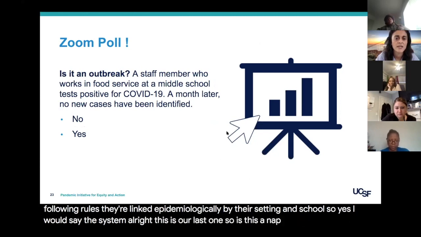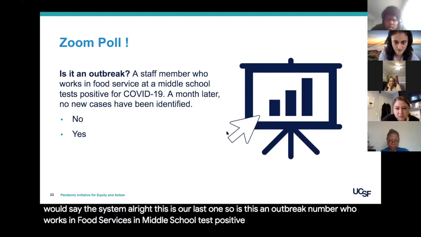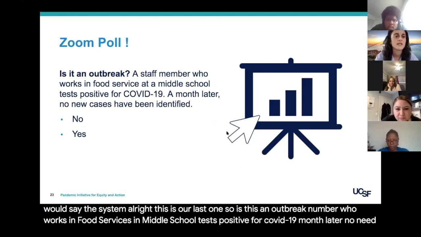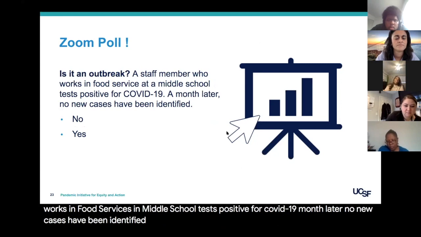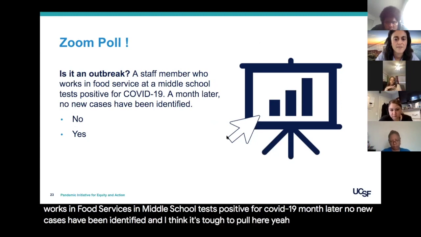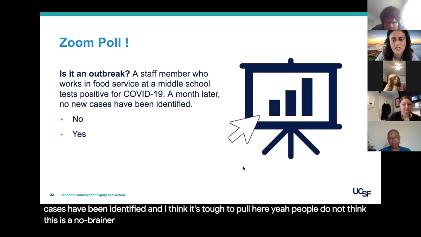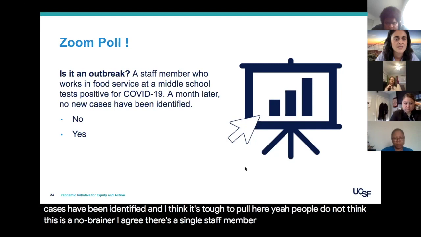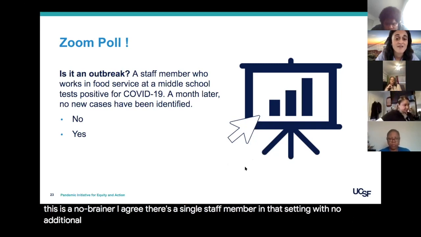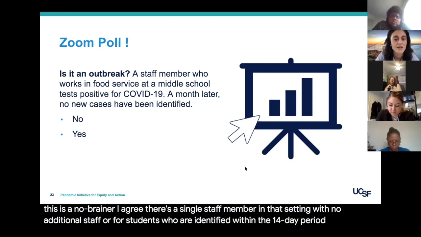So is this an outbreak? A staff member who works in food services in middle school tests positive for COVID-19. A month later, no new cases have been identified. All right, and I think we can probably stop the poll here. Yeah, and people do not think this is an outbreak. I agree. There's a single staff member in that setting with no additional staff or students who are identified within a 14-day period. So this is not an outbreak.